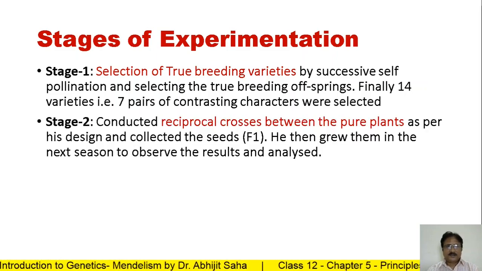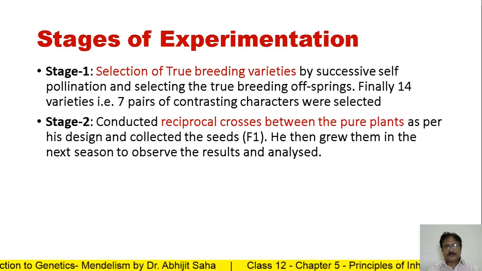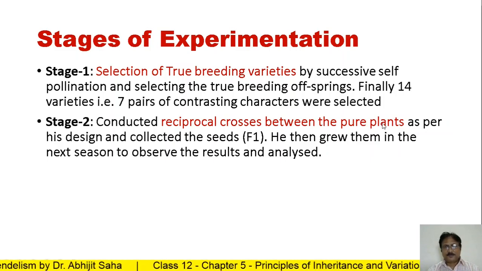Next, he conducted reciprocal crosses between the pure plants. I told you earlier that Mendel's experiment is based on purity. That means pure plants. For the character he had chosen, the gametes must be pure. When it is a pure plant, in the reciprocal process, he got the same results.